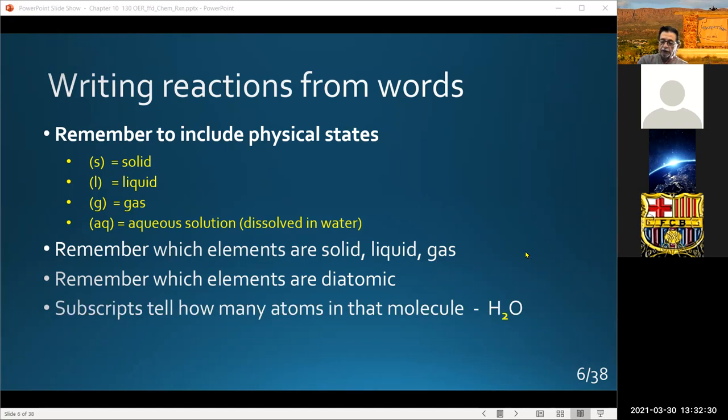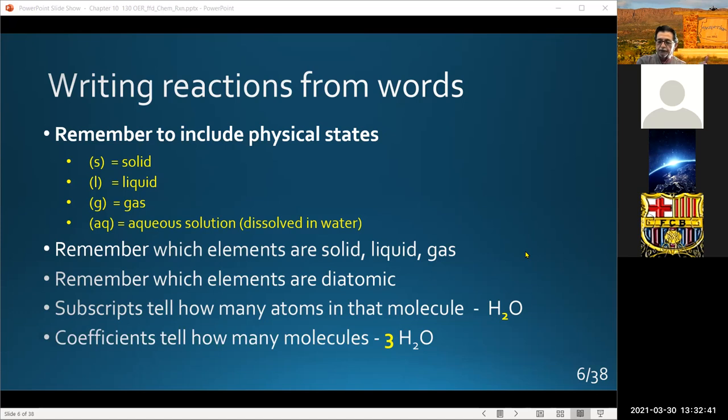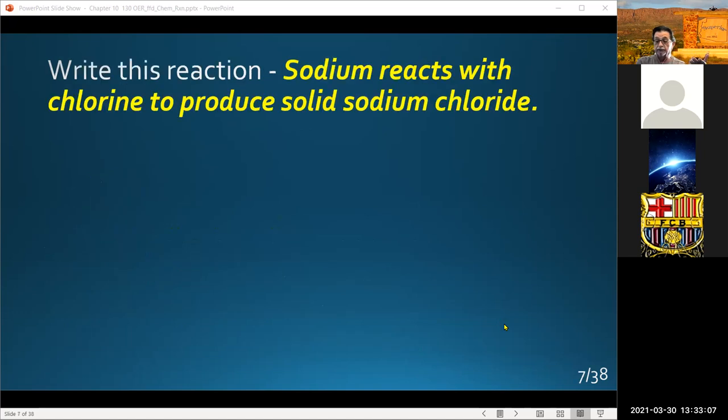And obviously, we know, hopefully by now, we started learning how to put elements together. Now, the coefficients, as I mentioned, tell us how many of those compounds or whatever formula you have. So 3H2O tells you you have 3 molecules of water, H2O. 3 separate molecules. We don't change the subscripts. The subscripts are etched in stone now. Remember, that's the ratio between the elements to give us a specific compound.